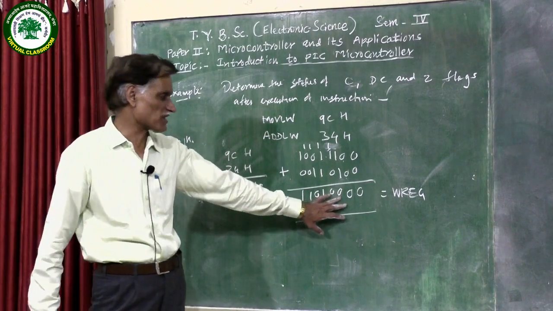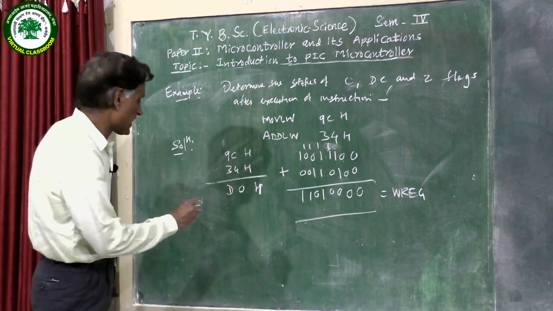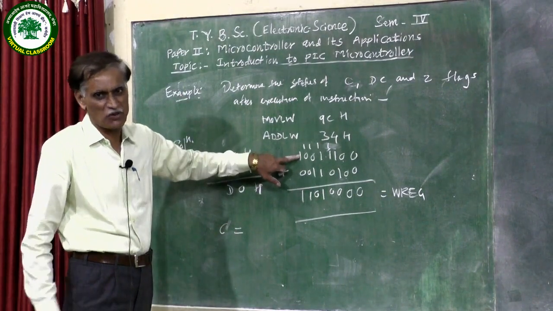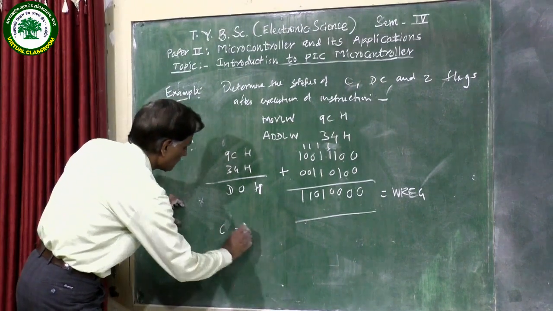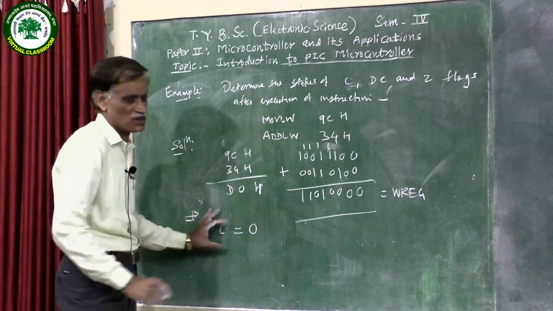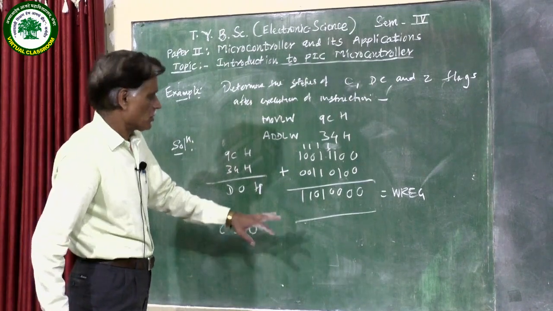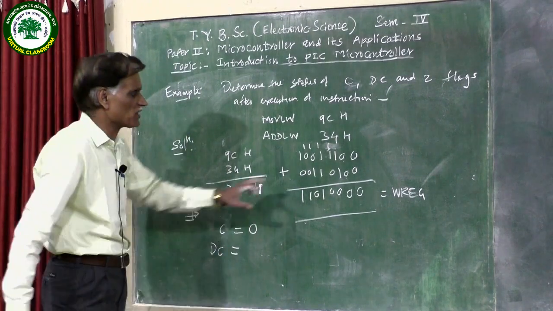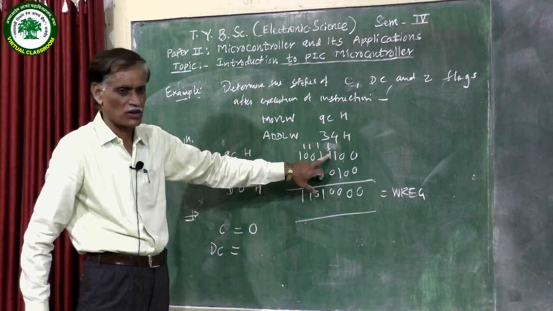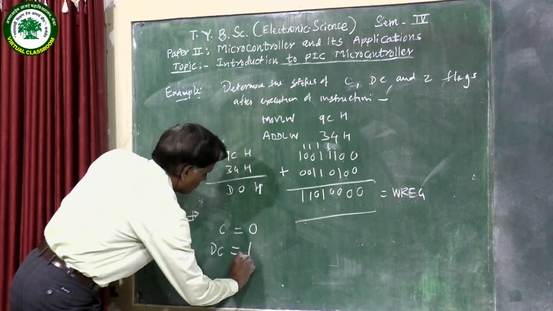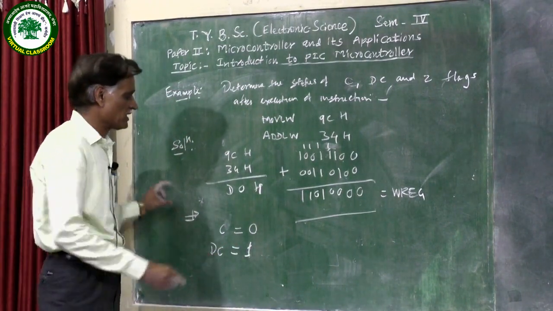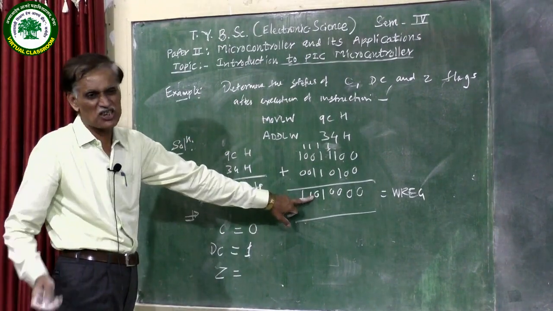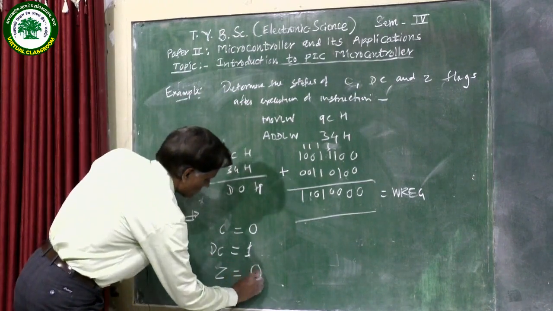Now if you look towards this particular result, as far as carry flag contents are concerned, here there is no generation of carry from the D7 bit, therefore the carry flag contents are 0, CY is equal to 0. If you go towards the content of digital carry, you know whenever there is generation of carry from D3 to D4, here there is generation of carry, therefore the DC flag sets to 1. And finally, what about the zero flag? The result of operation is not 0, therefore Z is equal to 0.